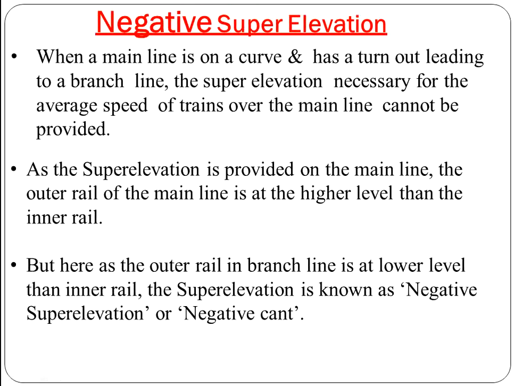Next point is negative superelevation. When a main line on a curve has a turnout leading to a branch line, the superelevation necessary for the average speed of trains over the main line cannot be provided. As the superelevation is provided on the main line, the outer rail of the main line is at a higher level than the inner rail. But here the outer rail of the branch line is at a lower level than the inner rail, and this superelevation is known as negative superelevation or negative cant.